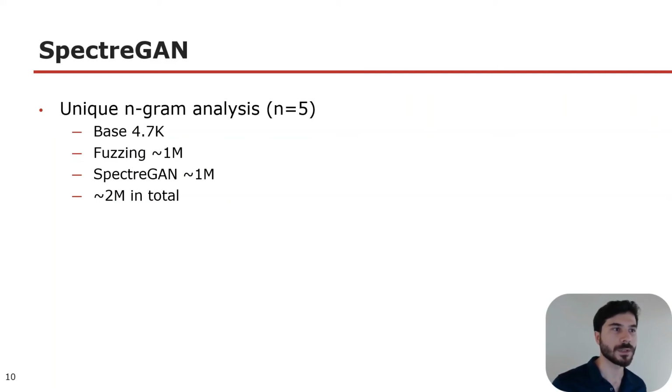First, we looked at the number of unique engrams. By engram, we mean a unique permutation of n tokens. When n is 5, in the base examples, we had 4.7 thousand unique engrams. Mutational fuzzing and SpectreGAN produced around 2 million new unique engrams.